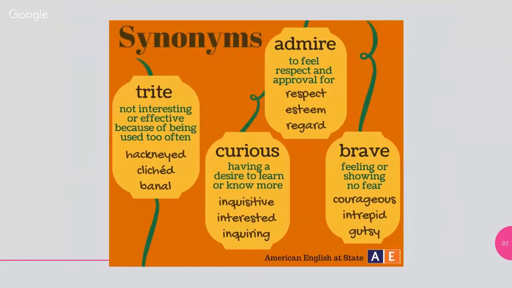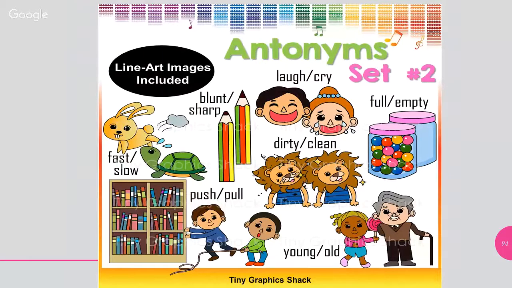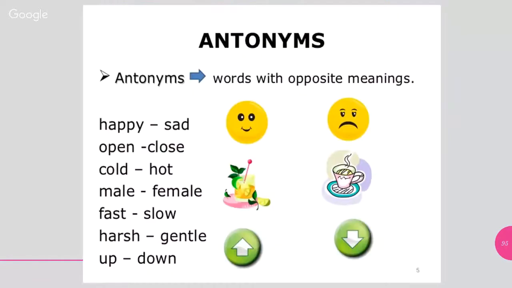Now let's go to antonyms. Antonyms means the opposite of synonyms. That is opposite word. Laugh, cry, blunt, sharp, fast, slow, push, pull, young, old, full, empty. Antonyms are words with opposite meanings. Happy, sad, open, close, cold, hot, male, female, fast, slow, harsh, gentle, up, down.